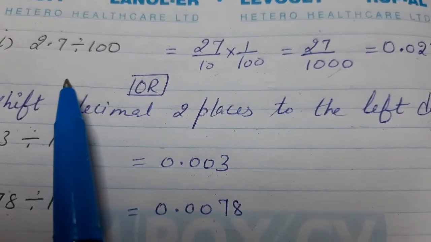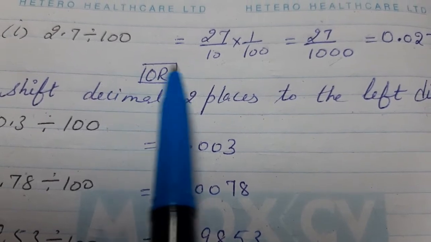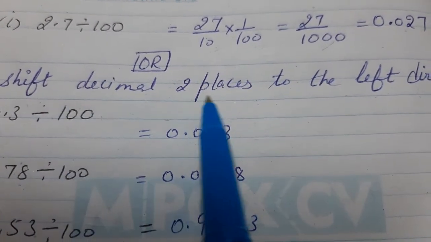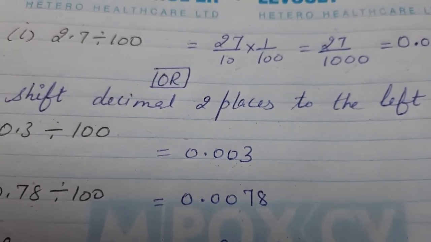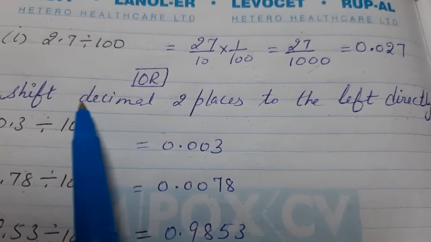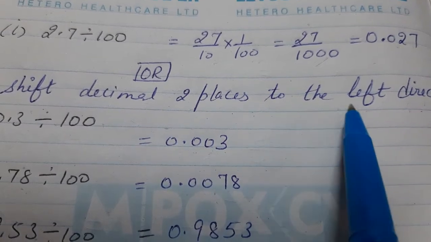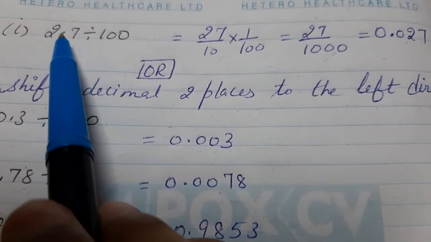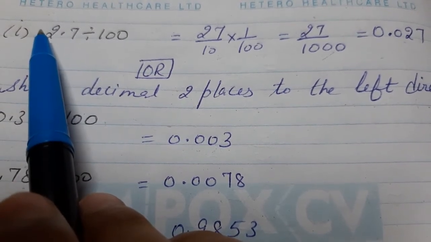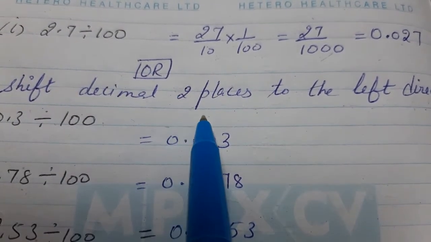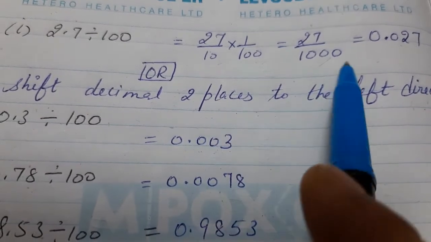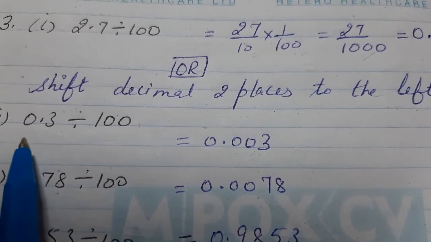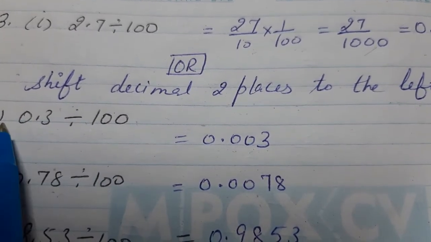For division of decimals by 100, we can do the same way as we were doing earlier, or we can shift the decimal 2 places to the left direction. Directly we can shift it. So this decimal will be shifted to the left hand side, and we have to shift it 2 places. It will become 0.027.